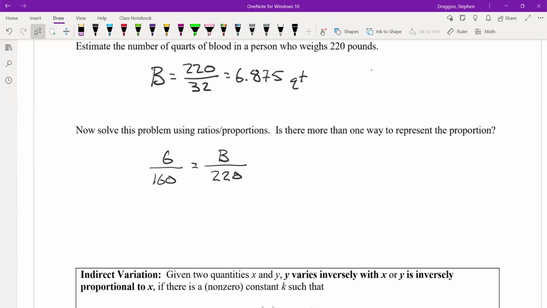Similar to the previous one where I saw that x was going to quadruple so that I knew that y needed to quadruple as well. It'll be the same idea here. Solve this thing for b, I should cross multiply. So 6 times 220 is equal to 160b.